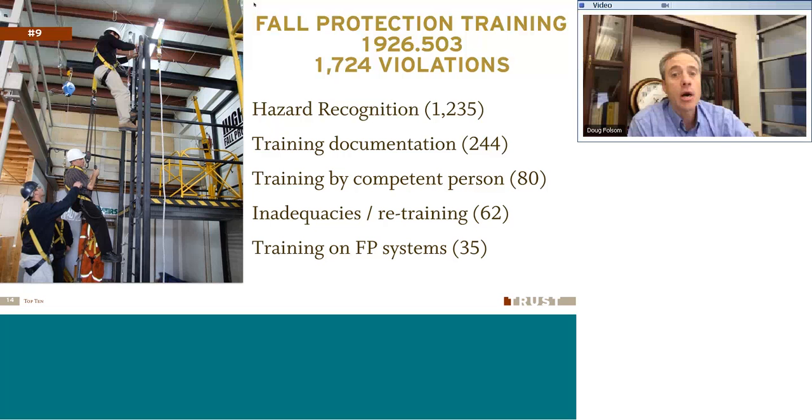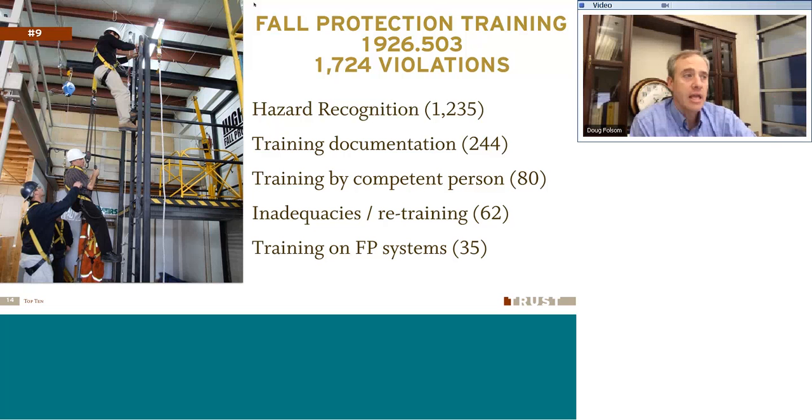Training by a competent person. Again, I think this is less common, and remember, a competent person doesn't require a specific certification, but it does require that you be able to demonstrate that the person conducting the training has the body of knowledge and experience in order to conduct that training.